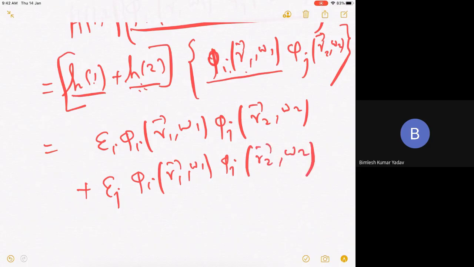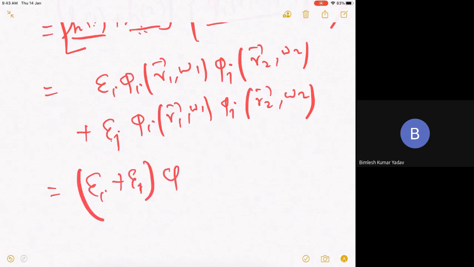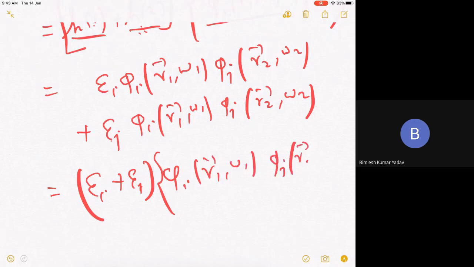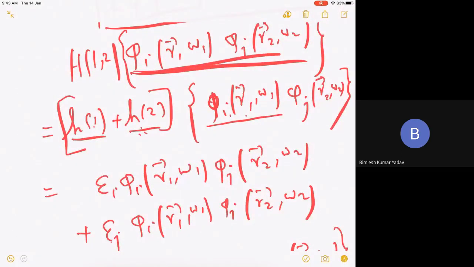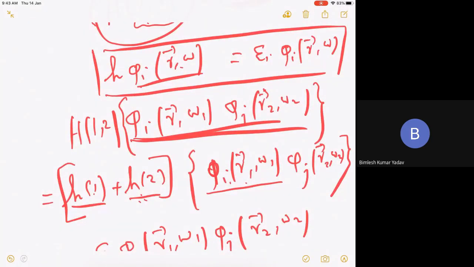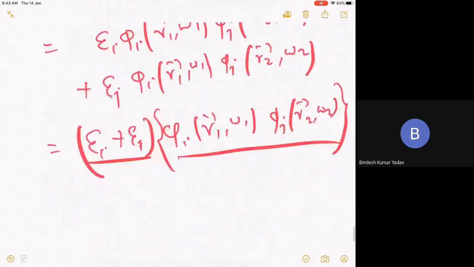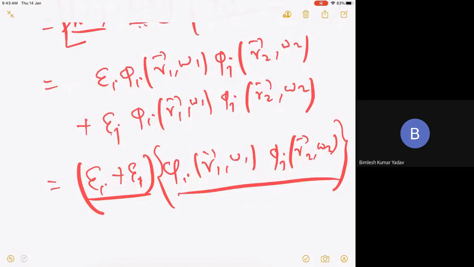So h2 acting on this will give you epsilon_j phi_j(r2, omega2), such that I can take this as a common factor and write this as epsilon_i plus epsilon_j times phi_i(r1, omega1) phi_j(r2, omega2). So this Hamiltonian acting on this gives you the same function with this as the eigenvalue. So you can see that a product of these one-electron eigenfunctions is an eigenfunction of the non-interacting Hamiltonian with the eigenvalues summed.